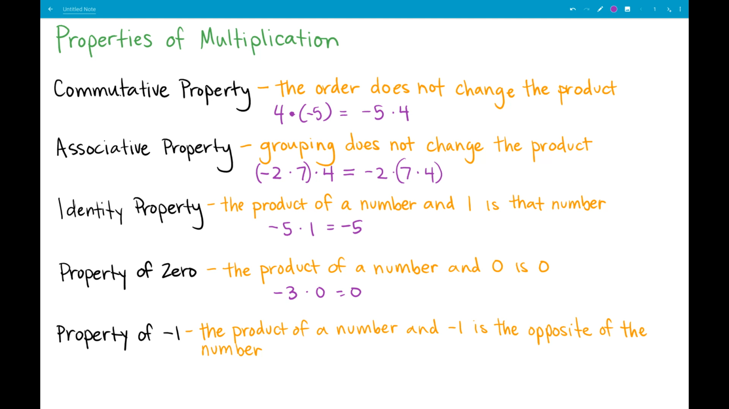The last one is the property of -1, which says that the product of a number and -1 is the opposite of that number. So for example, if I am multiplying -2 times -1, then it's going to be the opposite of that number. So what's the opposite of -2? Well, it's going to be +2. So these are the properties of multiplication.